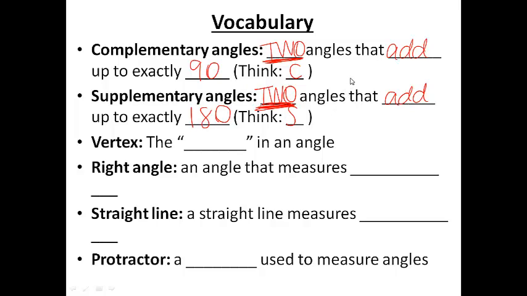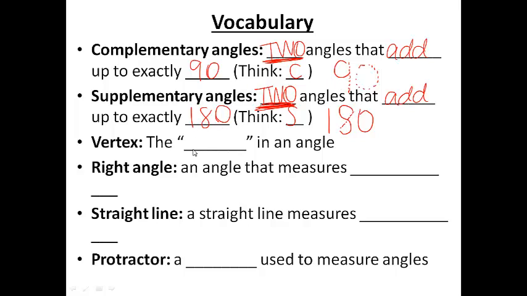Alright, and the reason I said C and S, because look, if I draw a C, like I'm talking about a complementary angle, I can just make a dotted line and add a 0. And look, it makes 90. If I draw an S and I make a dotted line here, look, it makes an 8. So that reminds me that it's 180. So remember, think S for supplementary, 180. Think C for 90, complementary.